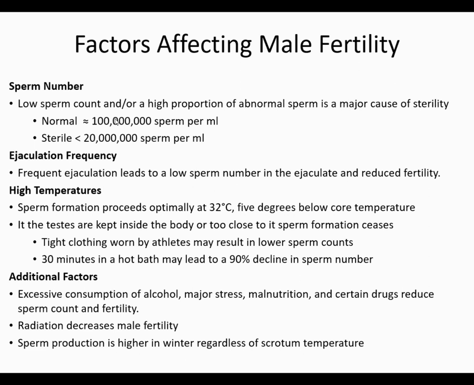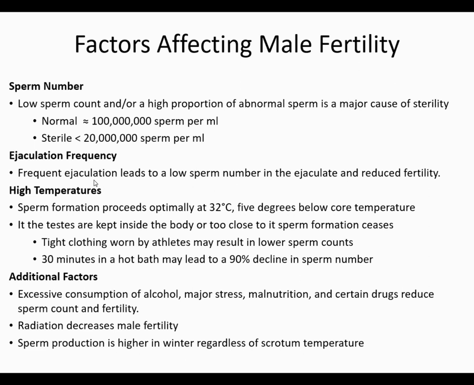Now, the more often a male ejaculates per day, the lower his sperm number will be, which should make sense. He's just not going to be able to keep up with the production, with his release. Okay, high temperatures, and we talked about this the other day with those two muscles associated with the scrotum that help to keep the testes close to the body when it's cold and farther away from the body when it's hot, because spermatogenesis is best performed about 3 to 5 degrees below core body temperature, about 32 degrees C. If you keep the testes too close to the body or too far away, sperm formation will cease.